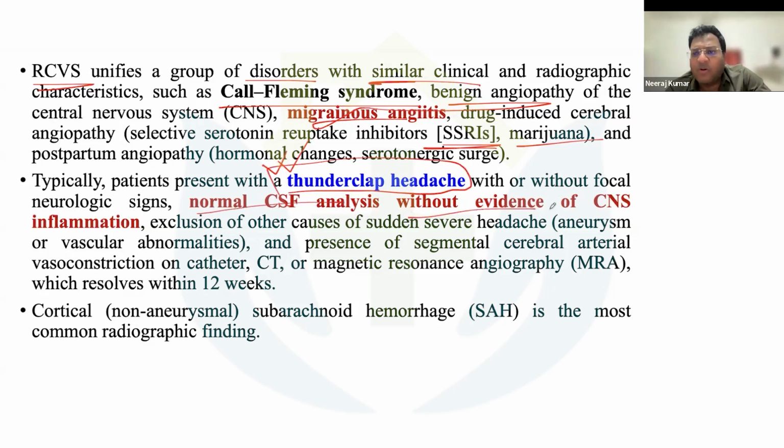CSF analysis, without any evidence of CNS inflammation, and exclusion of all other sudden severe causes like aneurysm, like SAH, presence of segmental cerebral arterial vasoconstriction on catheter angiography, and CT scan and MRI show resolution within 12 weeks. Many of these patients, within 3 months, will not have any findings of cerebral arterial vasoconstriction. And cortical subarachnoid hemorrhage is the most common radiographic finding, which is non-aneurysmal. So here I think this is arterial vasoconstriction which you can see on catheter angiography, arterial angiography.